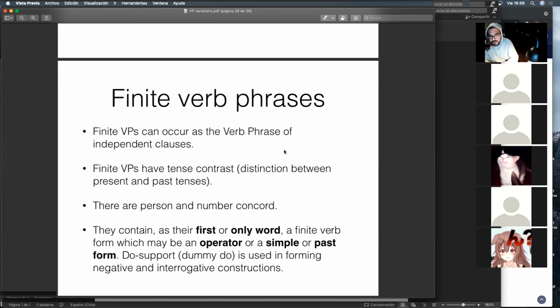Finite verb phrases will appear when there's a person and number concord. We already know that from the previous test. They contain as their first or only word a finite verb form, which may be an operator or a simple present or past form. When you say operator, you're talking about the very first auxiliary verb. Do support: this verb do, when it's being used in the present simple or in the past simple tense, is used in forming negative and interrogative constructions. Nothing new.